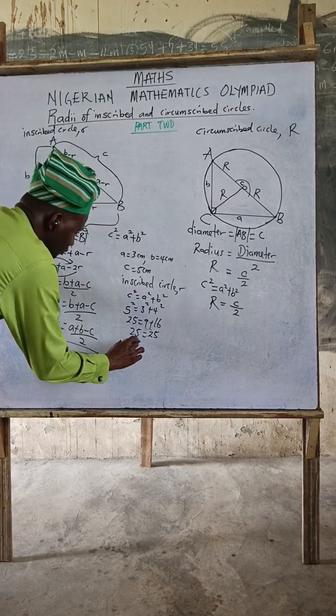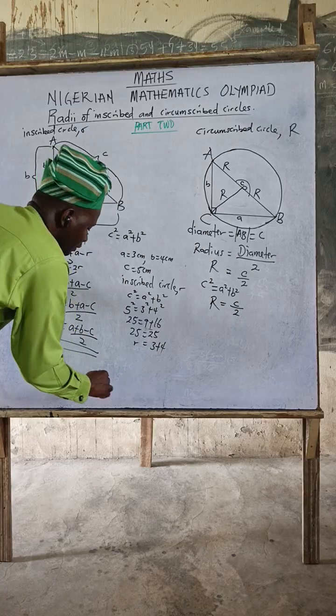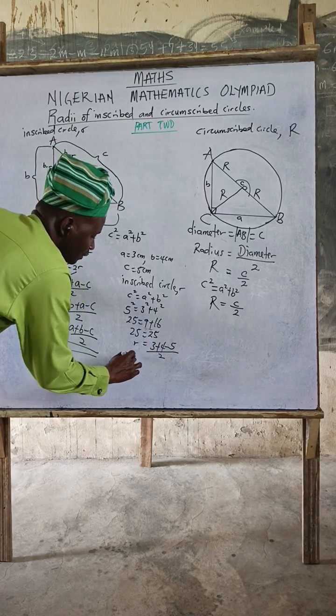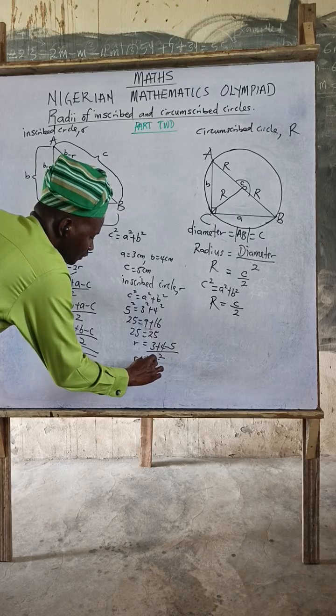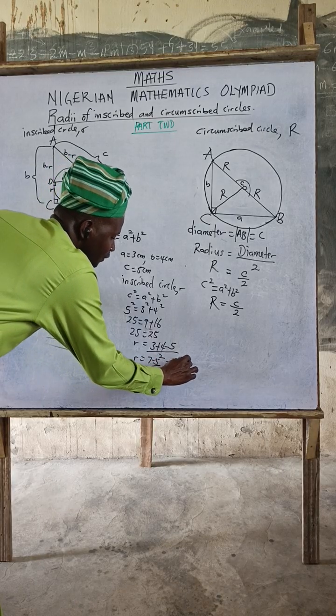Now, small r, using this formula, will now be A, 3, plus 4, then minus C, minus 5, divided by 2. That will be 3 plus 4, 7 minus 5, divided by 2. That will be 2 over 2, which is equal to 1 centimeter.